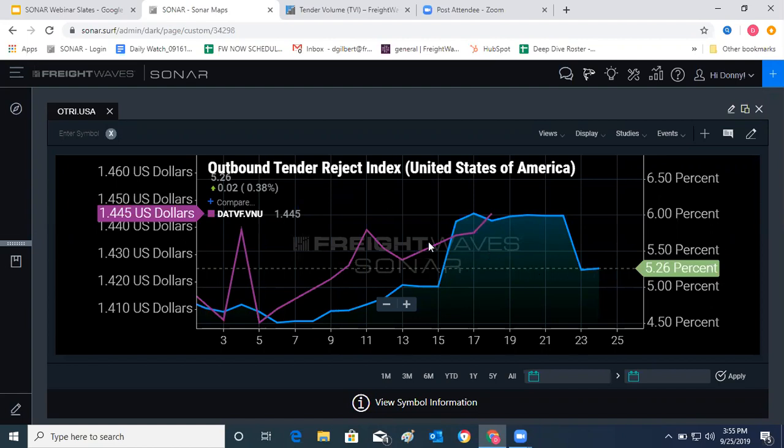So understand that's how tender rejection rates work, and show us what is going on in the spot market. And we can break tender rejection rates down by dry van or reefer on a market level.